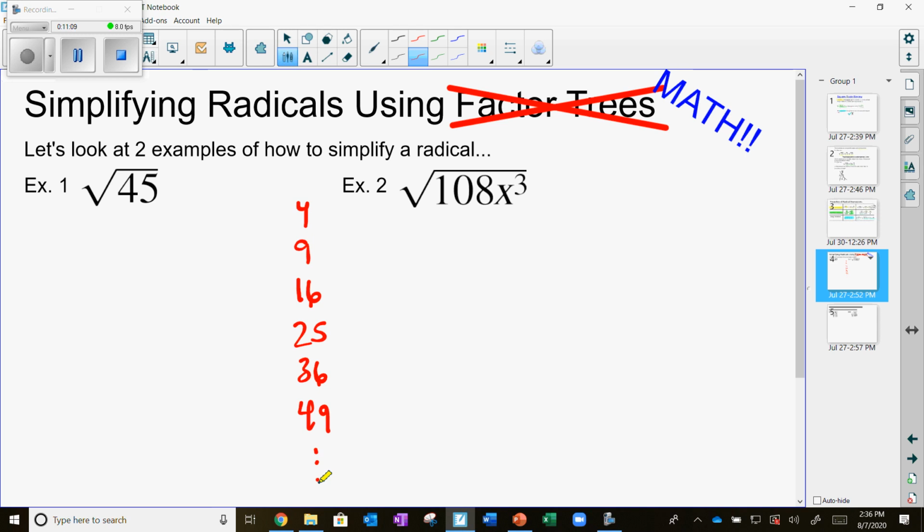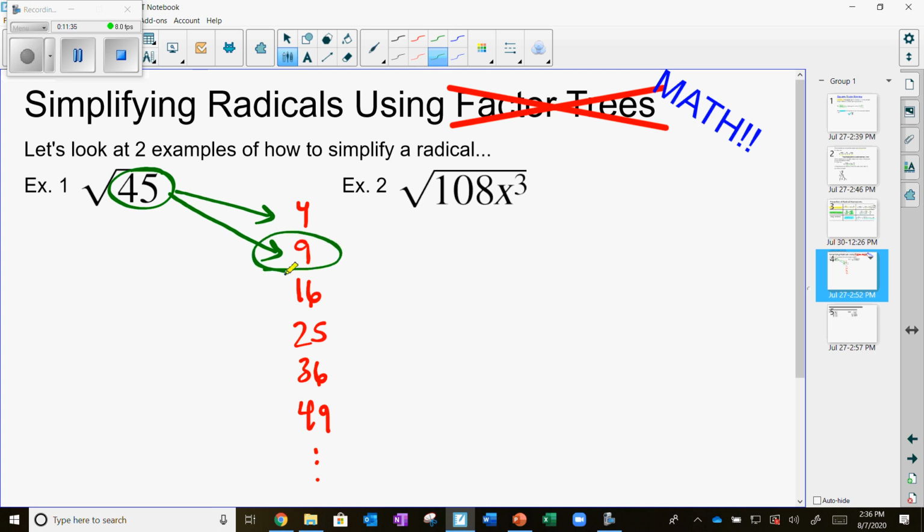So what we're really trying to do is see, if I think about how to factor either one of these problems, which one of these perfect square factors is going to be the best one to use. So when I think about the number 45, is 45 divisible by 4? Not really. Is 45 divisible by 9? It is. 9 times 5 is 45. So I'm going to use that.